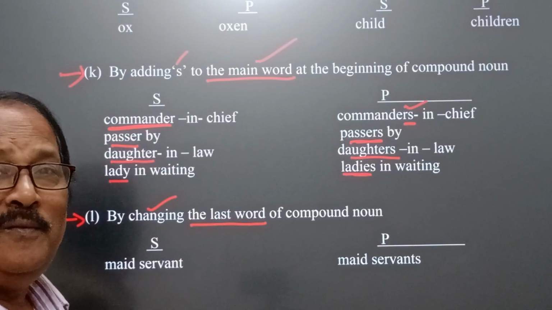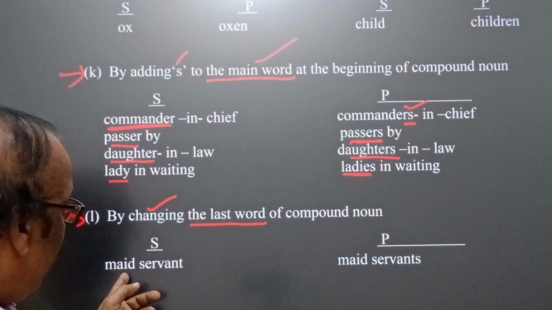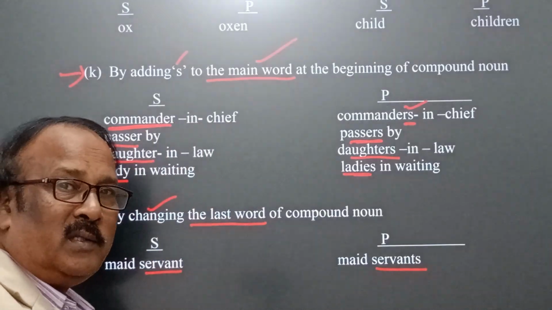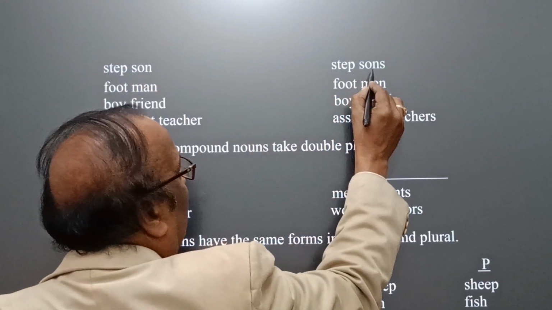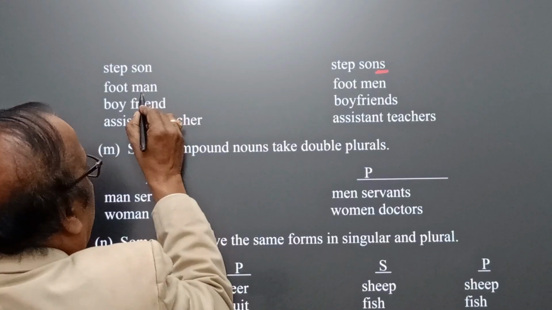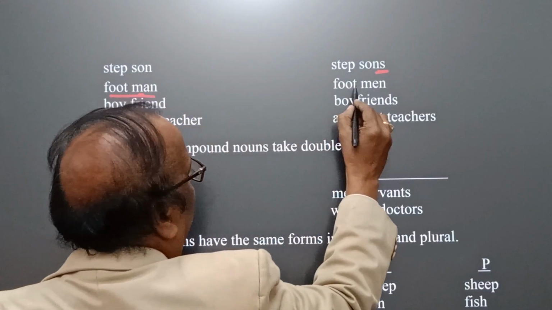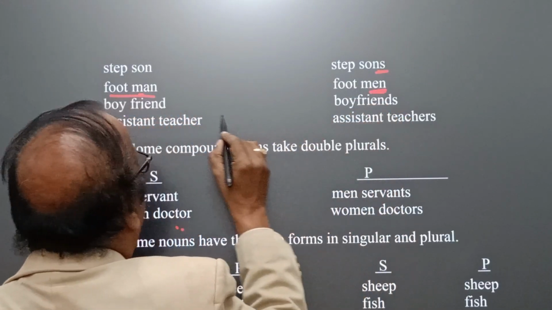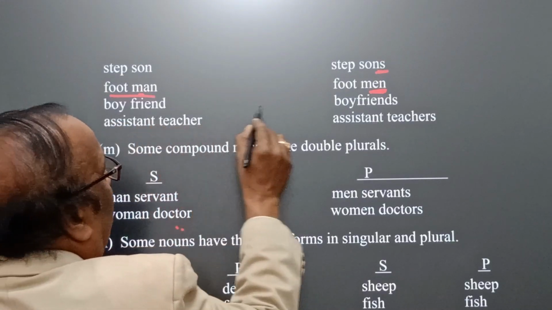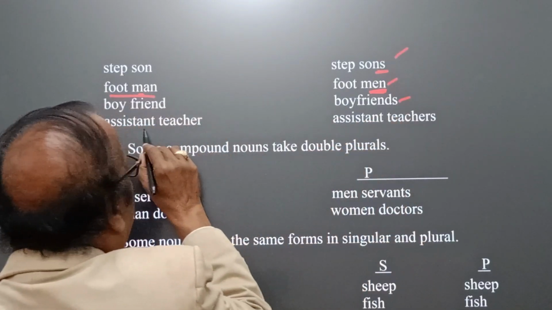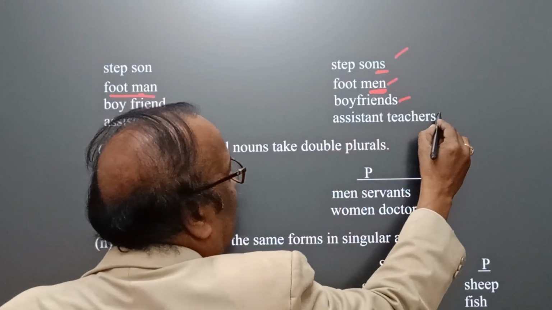Come to the next idea, that is by changing the last word of a compound noun. How interesting. You see, maidservant, maidservants, stepson, stepsons, footman. Here we find a compound noun. Remember, boyfriend, boyfriends, assistant teacher, assistant teachers.